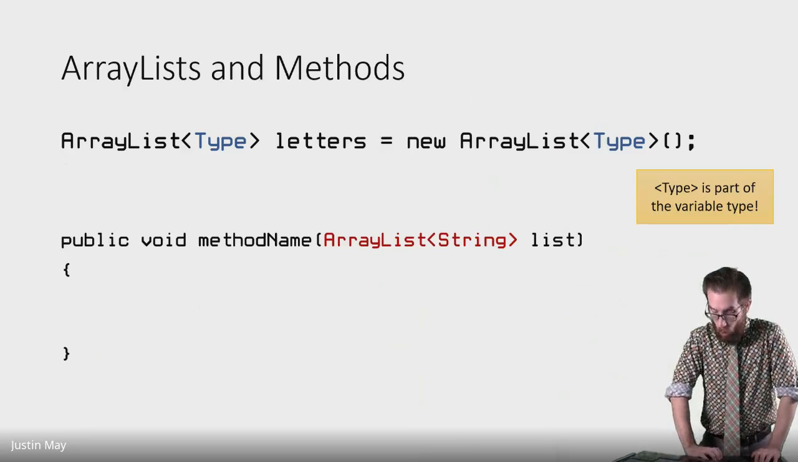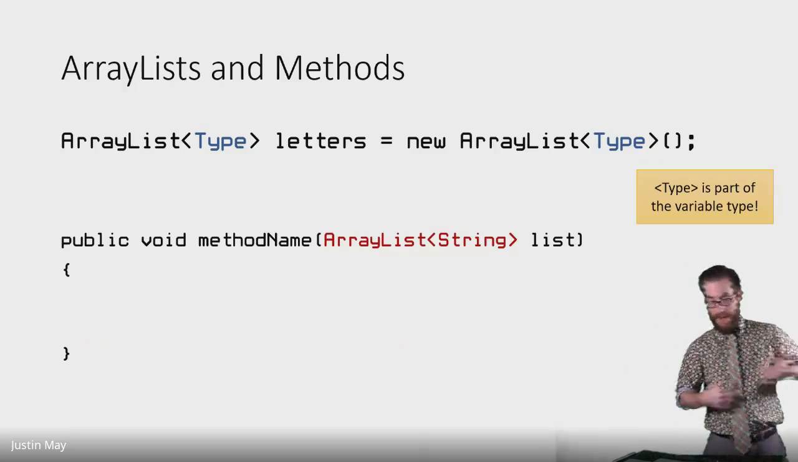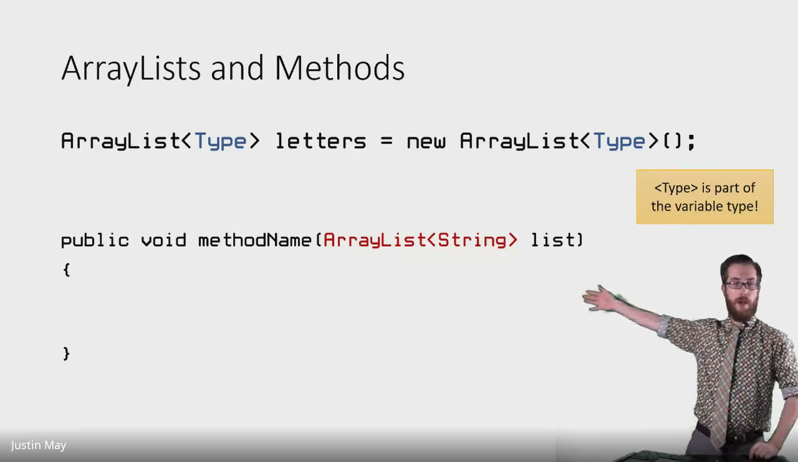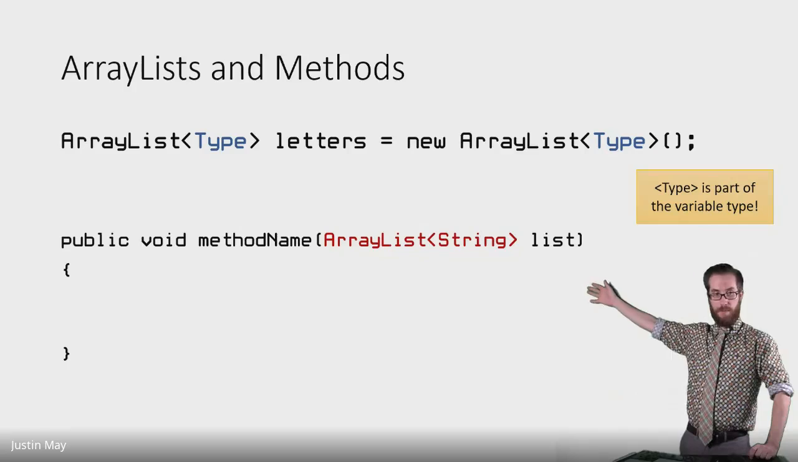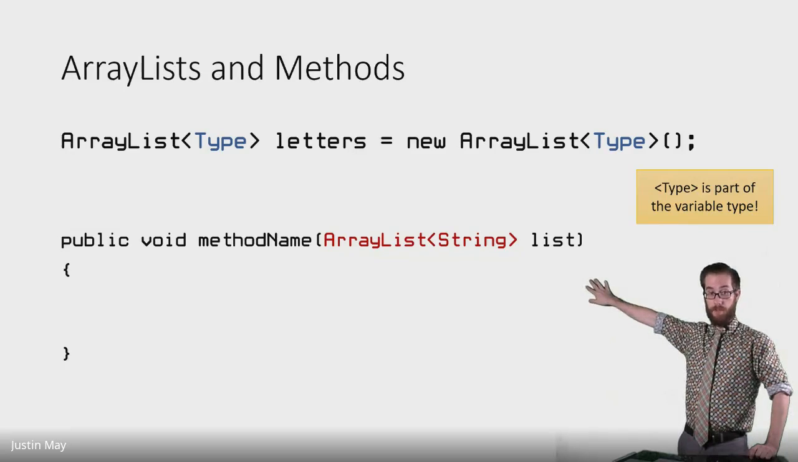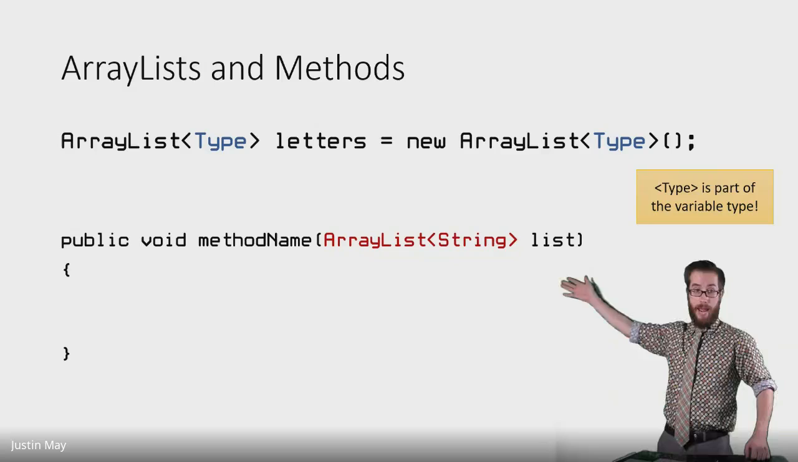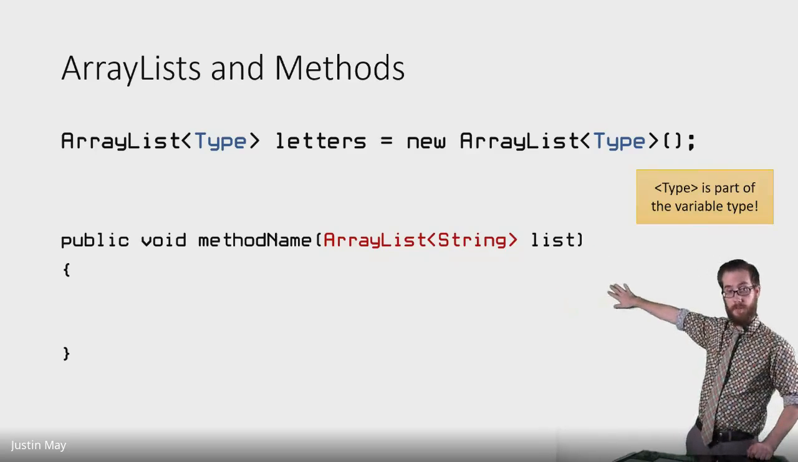Next. So, array list and methods. When you're writing a method, there's kind of 2 places where you can have types. You can have variables as your parameter variables can be a list. You can say this method takes a list as a parameter, and you can also have the return type. We'll talk about the parameter first.